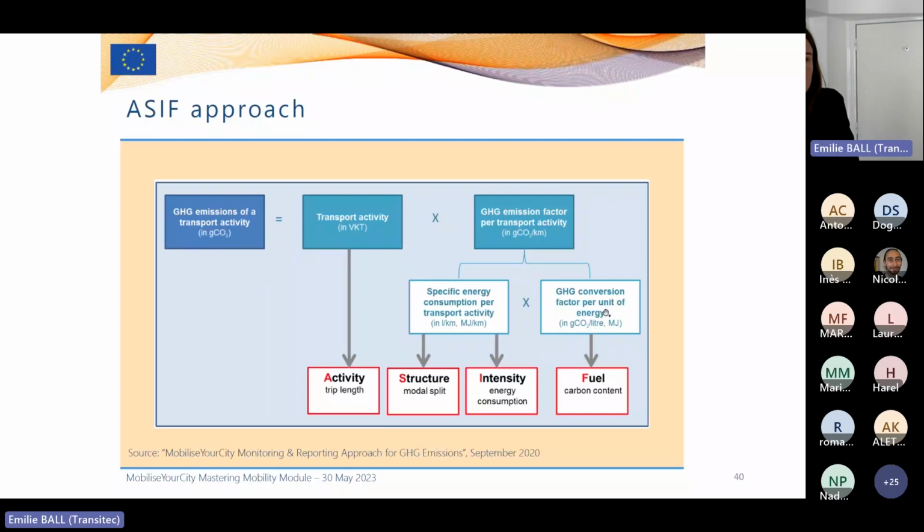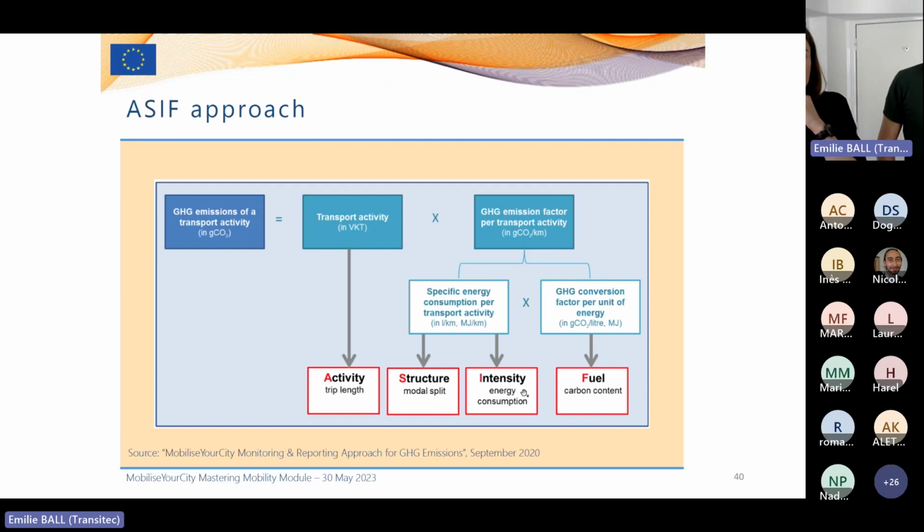So you might be familiar with the ASIF approach, which is a general framework that offers a methodology to assess greenhouse gas emissions of transport activity. It can be for passenger transport, or it can be for freight transport as well. ASIF stands for activity, structure, intensity, and fuel. Activity is basically the number of kilometers traveled per passenger or per freight. Then you have the structure. It's also an important parameter because it's important to know if you have mainly buses or mainly cars traveling in the perimeter, because they don't have the same energy consumption.